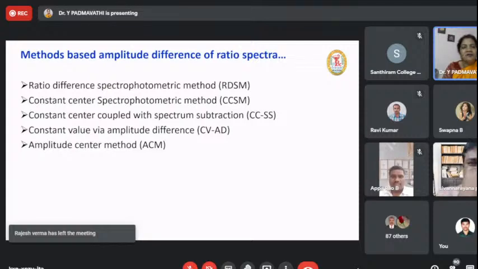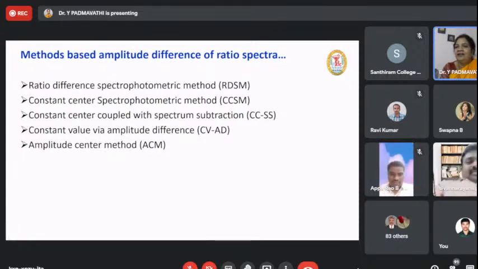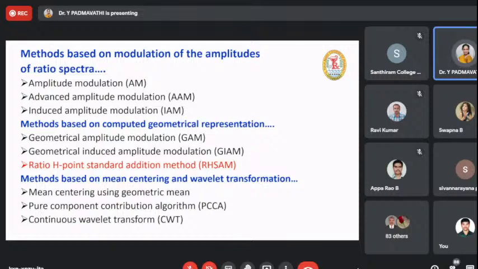The other one is the ratio amplitudes. Here it is the difference, right? You are taking the amplitude difference of ratio spectra. The ratio spectrum is a spectrum constructed between concentration and the ratio of the amplitudes, with the different addition and subtraction. We are just doing a computed geometrical representation: adding some amounts, calculating back, then subtracting and dividing. I can see a good number of papers even on the ratio H point standard addition method, right? But I'll cover the 4-5 important methods, moving on one by one.